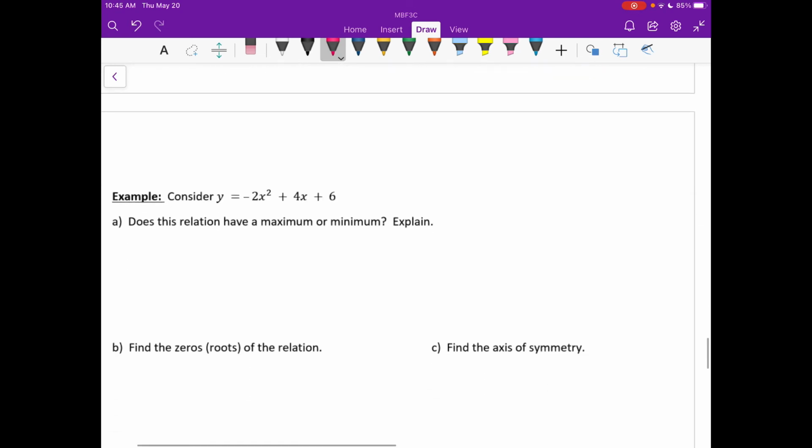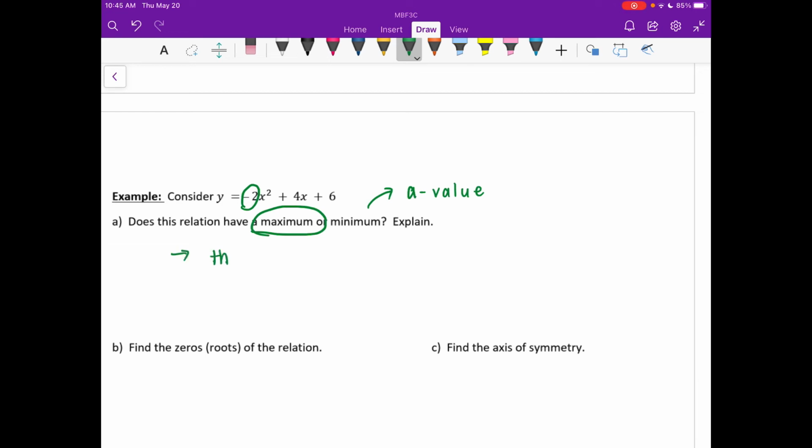So first things first, let's look at this graph and we're going to say, okay, we have negative 2x squared, right, plus 4x plus 6. Does this relationship have a maximum or a minimum? And explain. So in order to find out if something has a maximum or minimum, I always look at the a value. Right, so let's look at our a value. Our a value in this situation is negative, which means it will have a maximum. It will have a maximum.